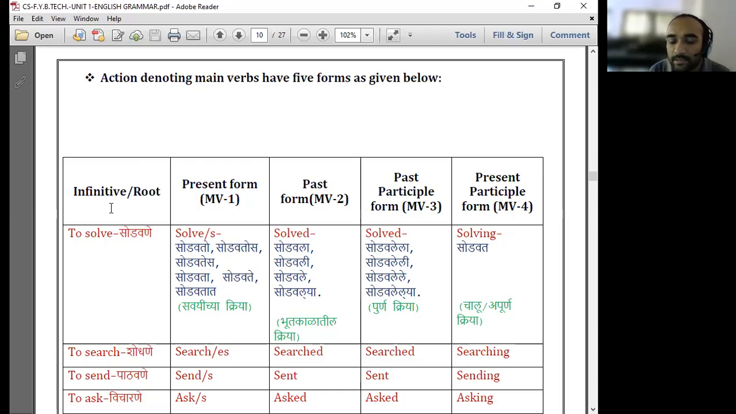In present tense we use s or es suffix. In past tense we add ed suffix. In the past participle also we add ed suffix for regular verbs.